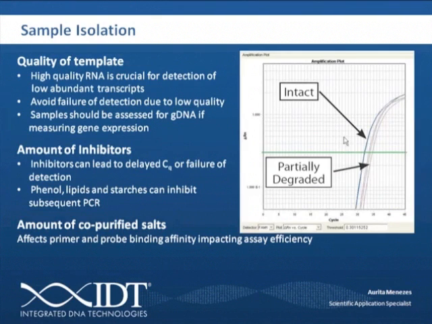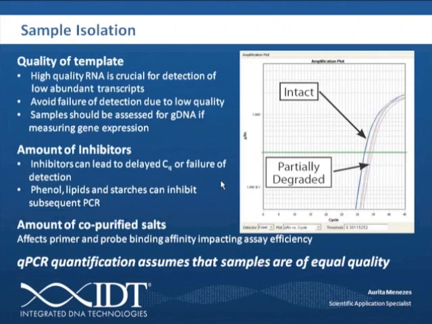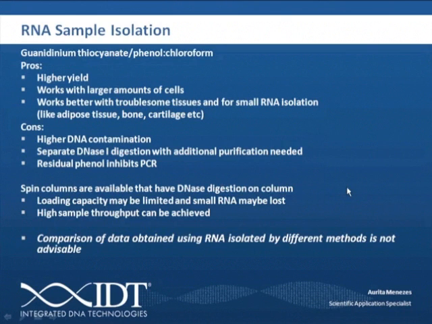This is a graph just showing the difference between having intact RNA in comparison to partially degraded RNA. You can see the shift in CQ. So qPCR quantification assumes that your samples are of equal quality.